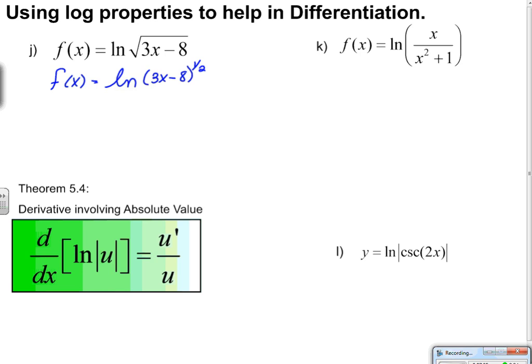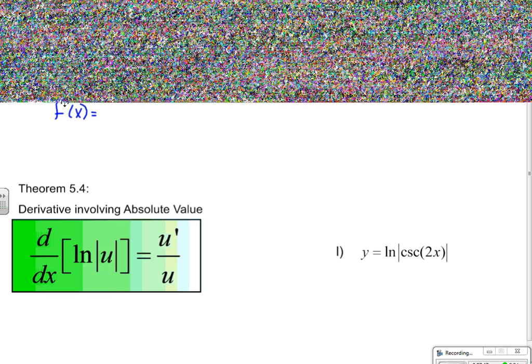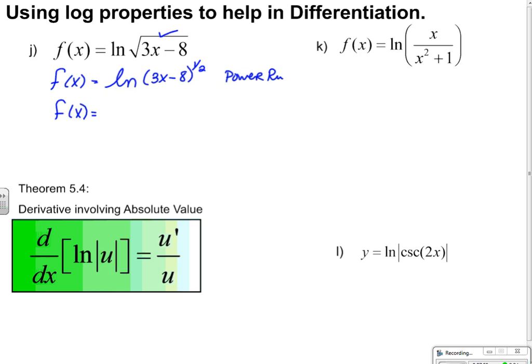Let's use those properties of logs, and many times we can make our problem for differentiating a little bit easier. So I rewrote this square root as a 1/2 power. Now, remember your power rule for log properties? We can bring that half down front, so we got a 1/2 natural log of 3x minus 8. This will make life a little smoother for us.